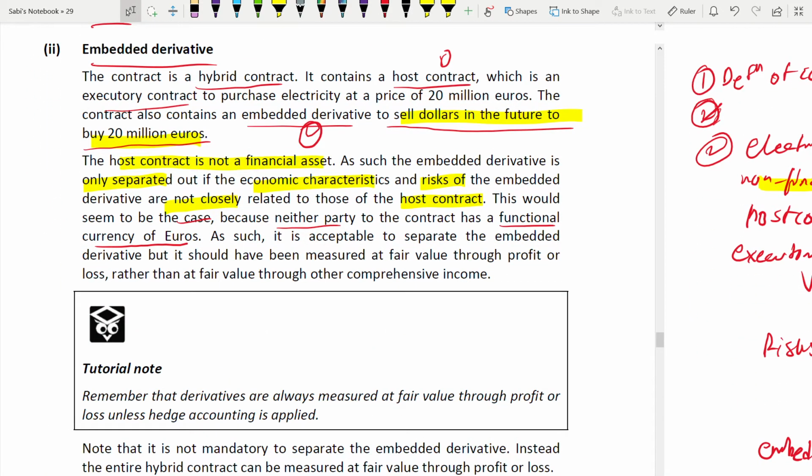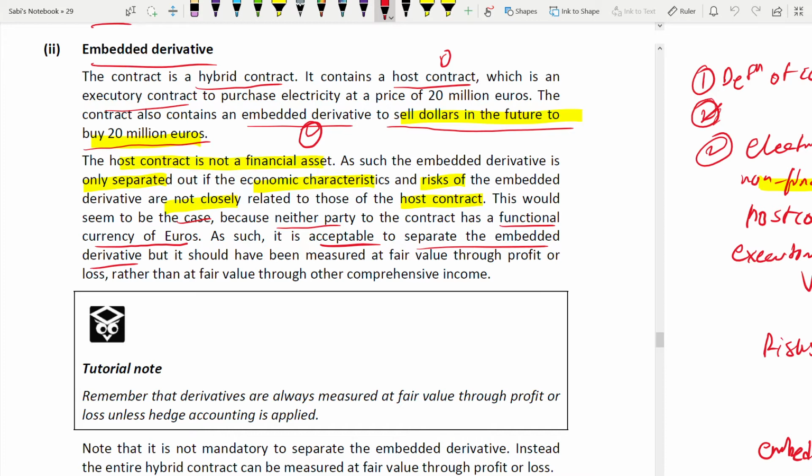Because the functional currency is not euro. Both parties, the crypto company as well as its supplier, the one who is going to supply the electricity, have the functional currency in dollar, which is different from the contract. In the contract, it was 20 million euros. So the contract and the functional currency move in different ways. The risk is different, so it is acceptable to separate the embedded derivative.